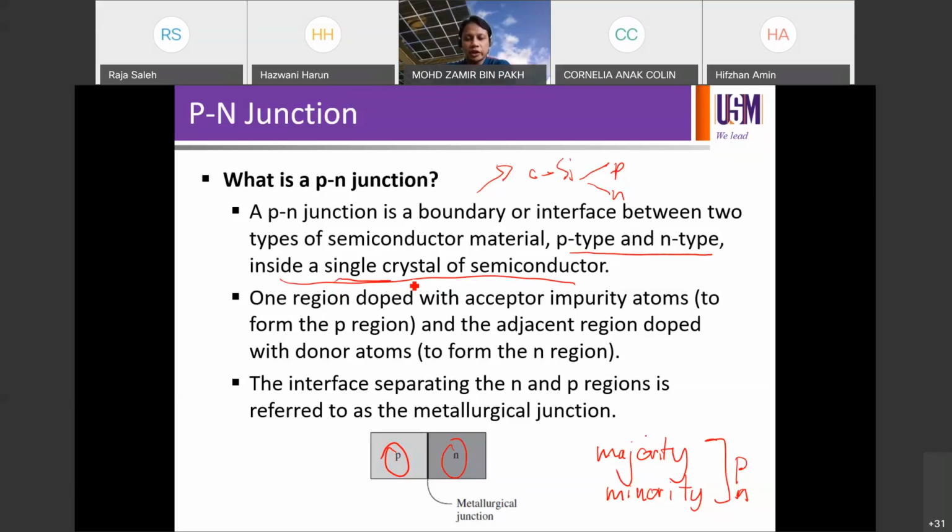So when you form a PN junction in the same material, using the same crystal structure and band gap, we're going to call this a homojunction. Homo means same, right? Same material.